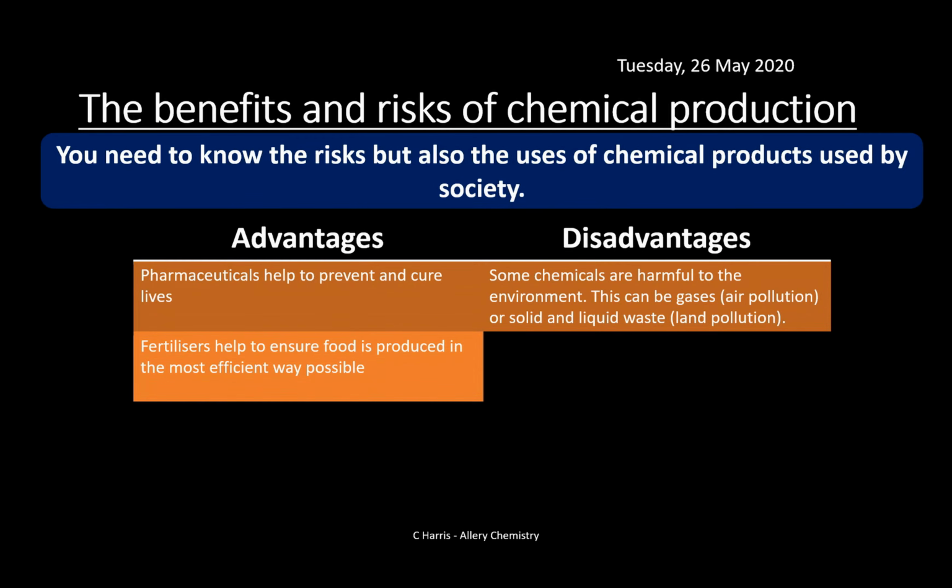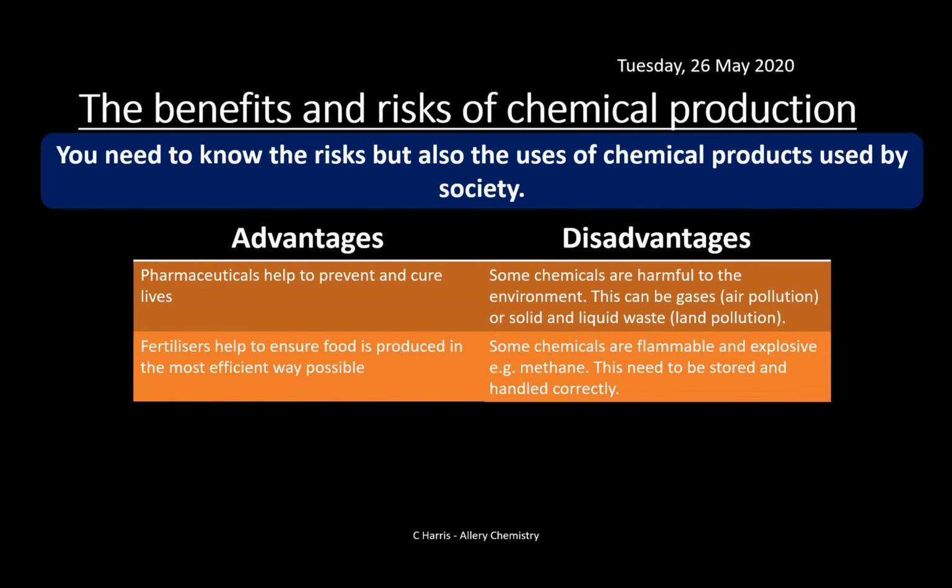Another example is fertilizers. Fertilizers help to ensure food is produced in the most efficient way, so that's good. We've just seen that example with the Haber process. A downside of chemical production is that some chemicals are flammable and explosive. These are things like methane, or alcohols, for example. Obviously these need to be stored and labeled correctly to make sure that they are being handled suitably.